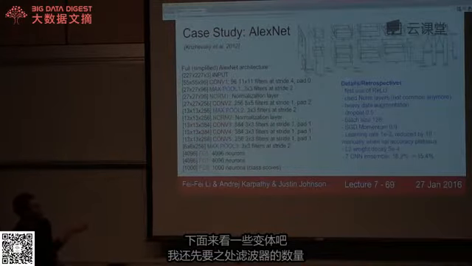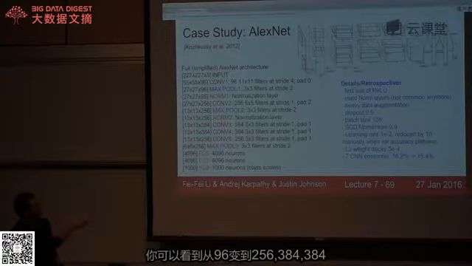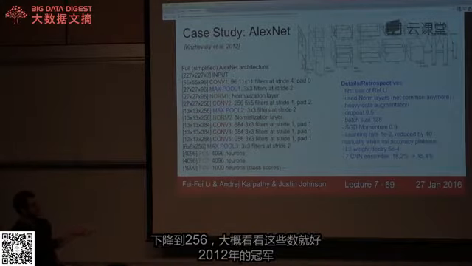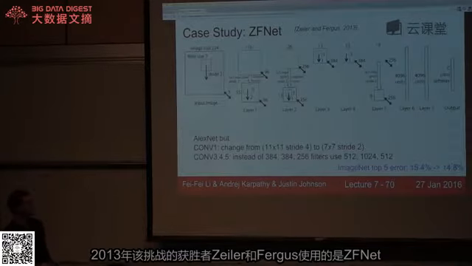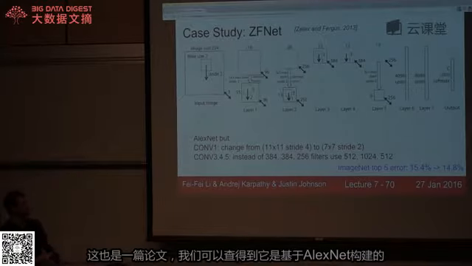And I guess I should also point out that the number of filters, you can see that it went from 96 to 256 to 384, down to 256. And those are rough numbers you'll see. Now, in 2012, this was the winner of the ImageNet Challenge. In 2013, the winner was what we call ZFNet from Zeiler and Fergus. So this is also a paper that you can check out.